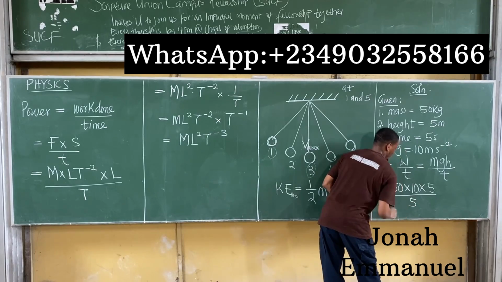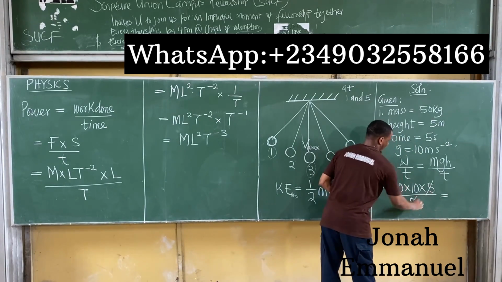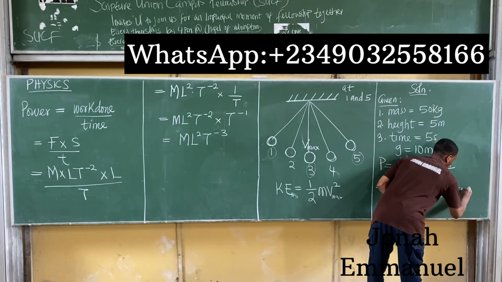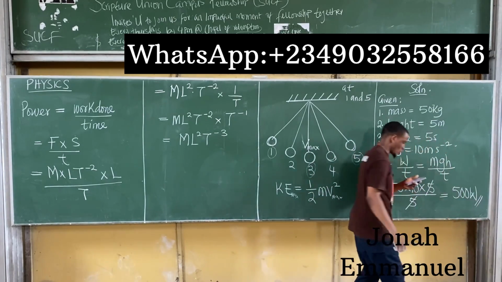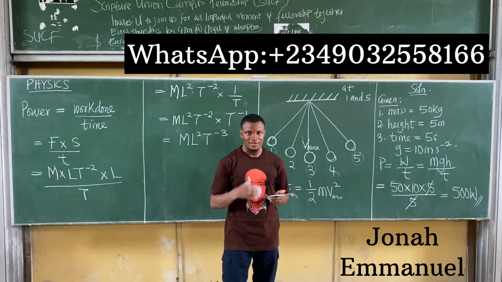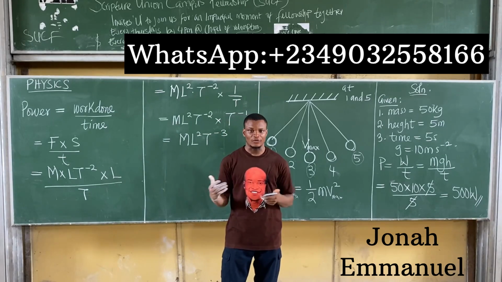So find power. From here we can see that 5 will cancel 5, becomes 50 times 10. That gives you 500 watts. So going back to the options, the correct answer here is option D. Let's take yet another set of questions.